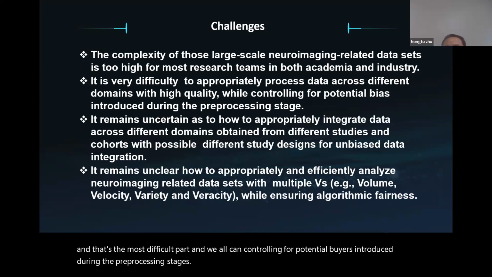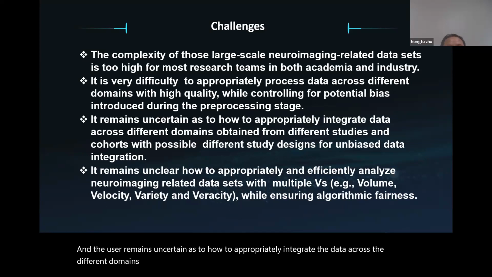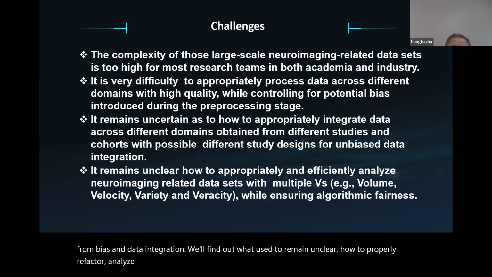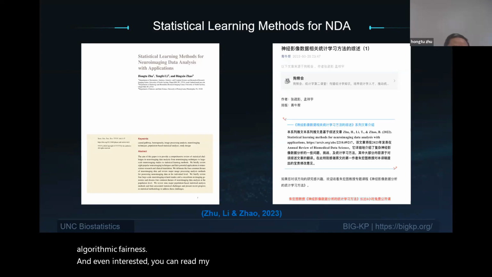And it remains uncertain how to appropriately integrate the data across the different domains, obtained from different studies and cohorts with possibly different study designs, while avoiding biased data integration. The final one is that it remains unclear how to appropriately and effectively analyze neuroimaging-related data sets with multiple of these to ensure algorithmic fairness.